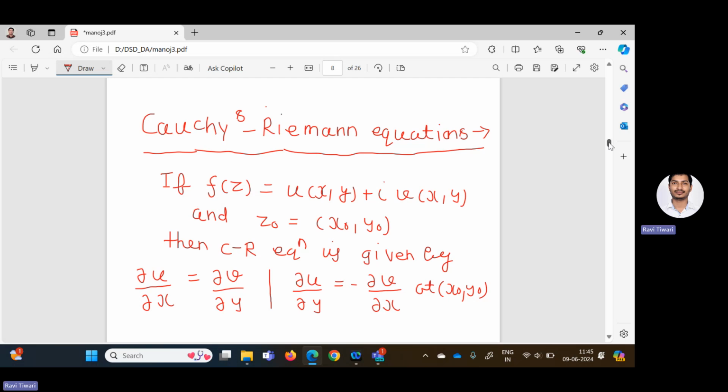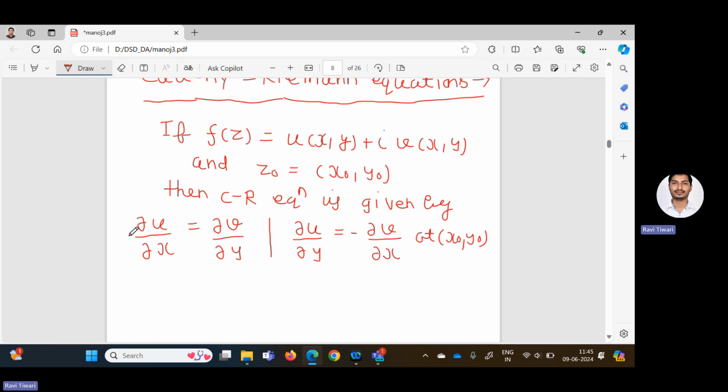If the first component, dou u by dou x, the derivative of u, where u is the real part of the function, is equal to dou v by dou y, and dou u by dou y equals minus dou v by dou x. It means if you differentiate the real function u with respect to x, it must be equal to the derivative of the imaginary function v with respect to y. And the second component is the partial differentiation of u with respect to y, which must be equal to minus dou v by dou x at x naught, y naught.